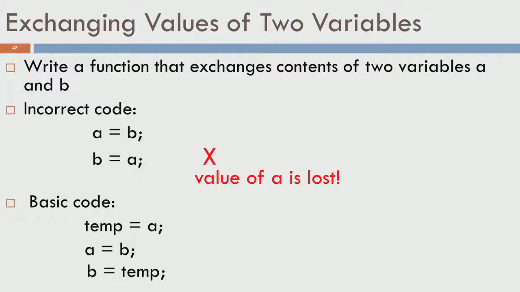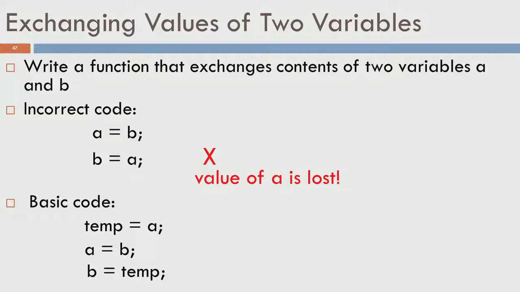Let us say I want to exchange the values of two variables. So, I have two variables a and b, and I want to exchange the values of a and b. One way to do that is as follows. So, a equals b and b equals a. This is a very common thing that beginners do. Take a equals b and b equals a. Unfortunately, this is something that will not work.